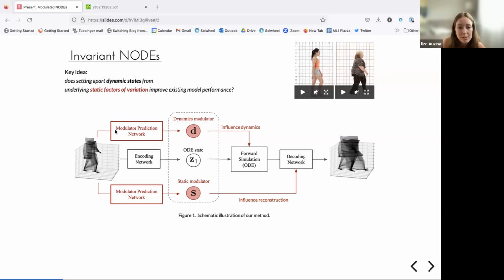And what we propose is what you can see in red. Basically, we propose that from this input, you can use a modulator prediction network that is going to produce two types of modulators, dynamics modulators and static modulators.